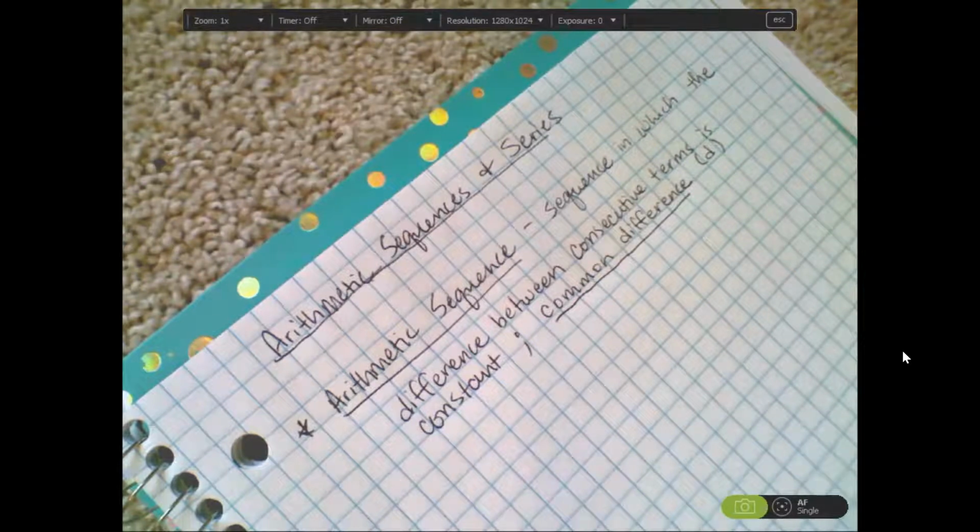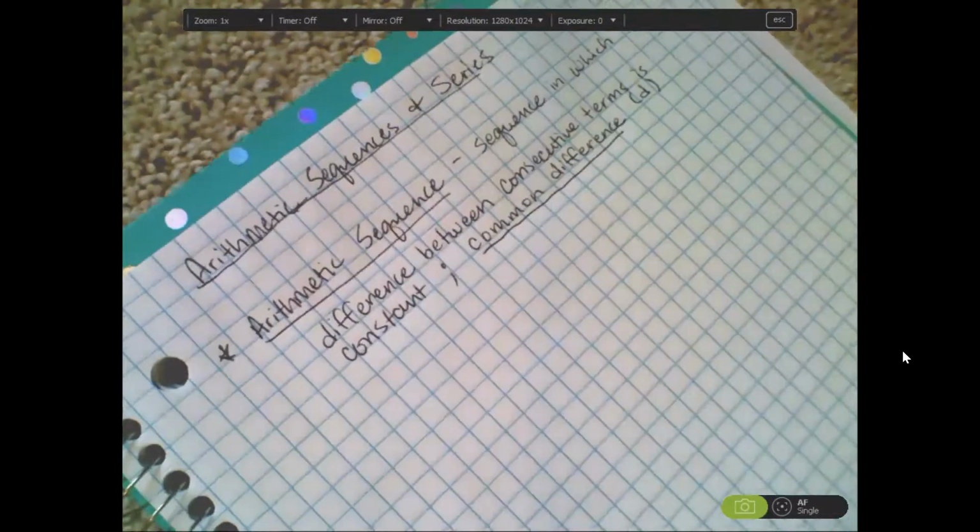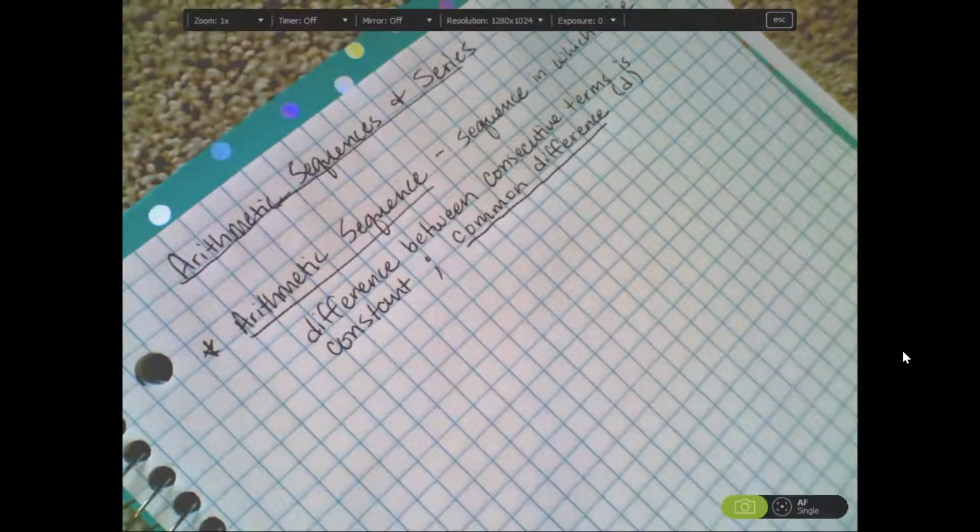So we're going to do two things with the sequences, where most of the time you are going to be given some information about the sequence, and then you're going to be asked to find the rule or the formula, and then probably also find a specific term number. So they might give you the first 3 or 4 numbers in the list, and then they'll say, write the rule or the formula for this sequence, and then find the 75th term.